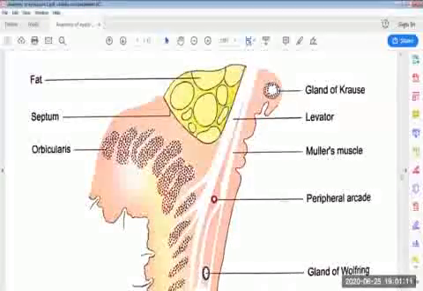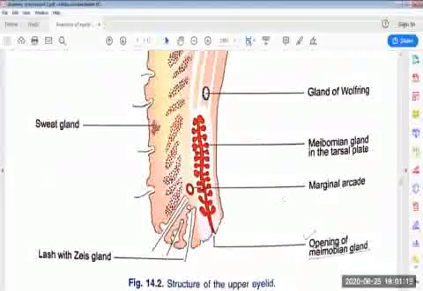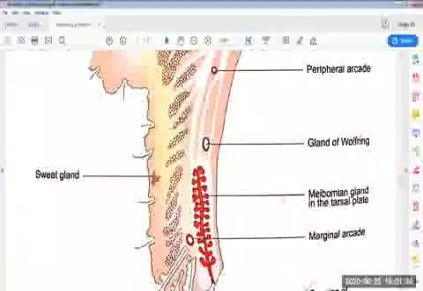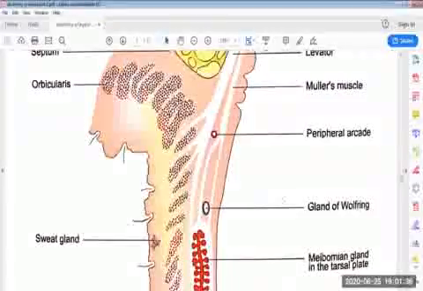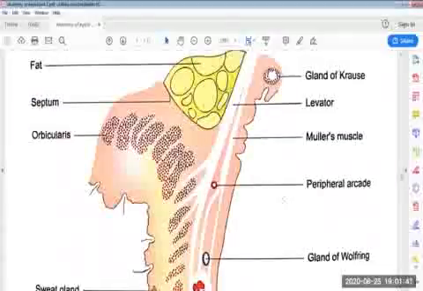Here's an image in which they have shown the structure of the upper eyelid. On the lower side, there is the opening of the meibomian gland, and at the root of the hair follicle there is the gland of Zeis, and there is the sweat gland, marginal arcade, meibomian gland in the tarsal plate, gland of Wolfring, peripheral arcade, Mueller's muscle, levator, gland of Krause, fat, septum orbitale, orbicularis oculi muscle.